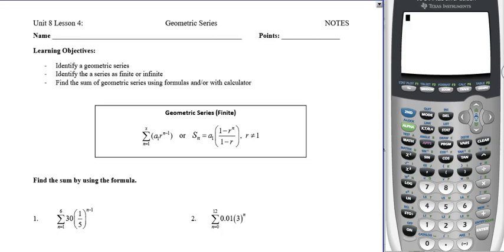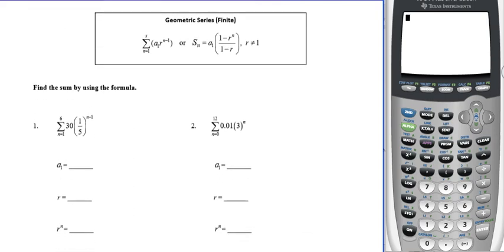Okay, so welcome to the Unit 8, Lesson 4 on geometric series. All right, our objectives today are to identify a geometric series, identify it as infinite or finite, and find the sum of the series using formulas with or without the calculator.